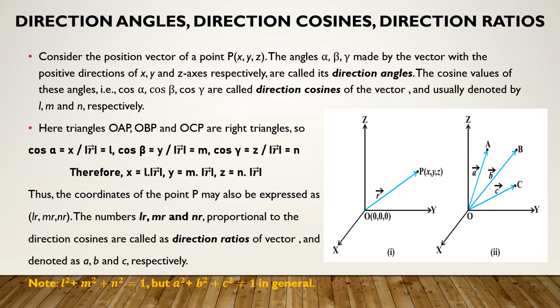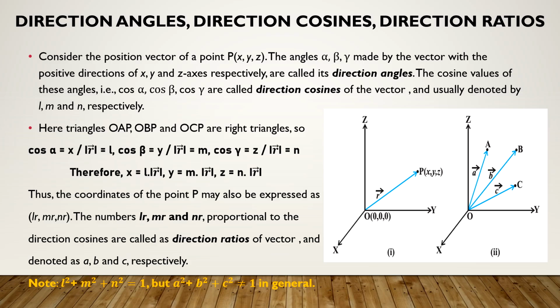Now if you consider and join the points, it will be making right angle triangles with the 3 axes. So by the formula of cos, you will have cos alpha as x upon the magnitude of the vector, cos beta is equal to y upon the magnitude of the vector, and cos gamma is equal to z upon the magnitude of the vector. Now if I make x the subject of the formula, x is l into the magnitude, or l into cos alpha. Similarly y and z.